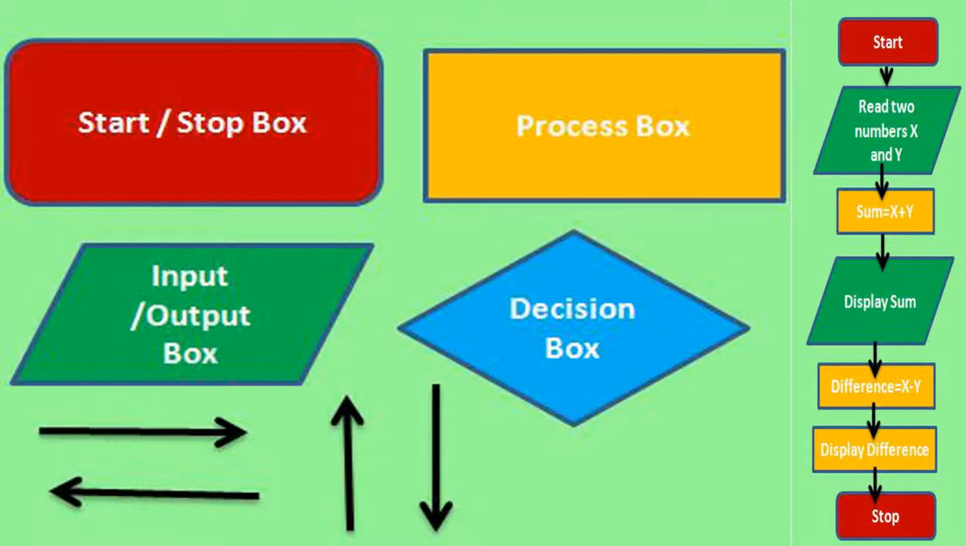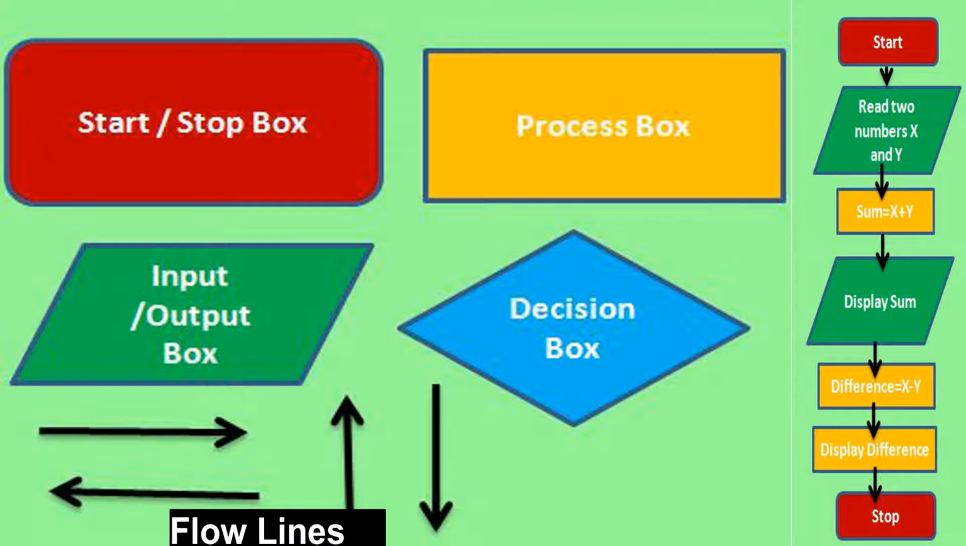First box, rounded rectangle. Name of the box is start or stop box. It is used at the beginning and at the end of the flowchart. Second one is rectangle. Name of the box is process box. This is used for processes or actions. For example, it adds two numbers. Third one, input output box. This symbol is used to indicate input and output of the program.